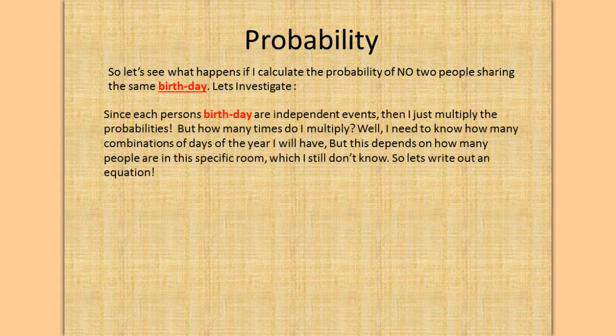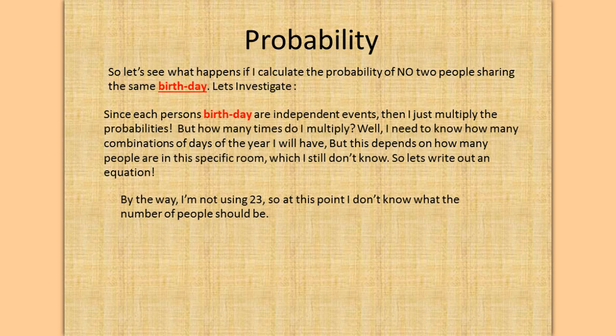Since each person's birthday is an independent event, I just multiply the probabilities. But how many times do I multiply? Well, I need to know how many combinations of days of the year I will have. But this depends on how many people are in this specific room, which I still don't know. So let's write out an equation for this. By the way, I'm not using 23, so at this point I don't know what the number of people should be.